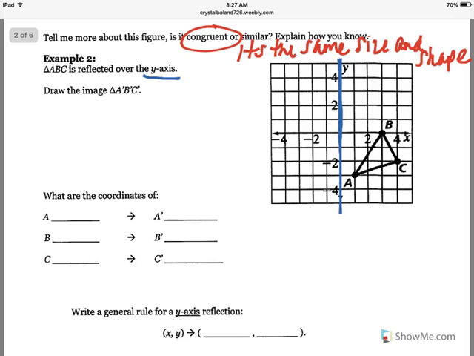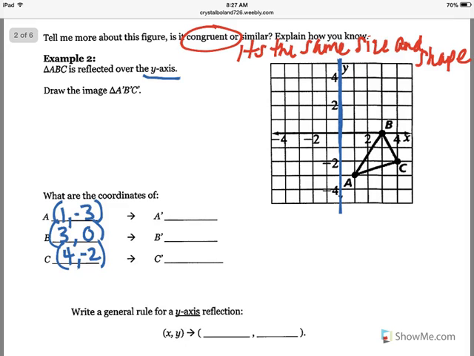Okay, so I'm going to take that triangle and I'm going to put down the original coordinates first. So we're going to write the original coordinates. So A is at 1, -3, B is at 3, 0, and C is at 4, -2. And those are my original coordinates.